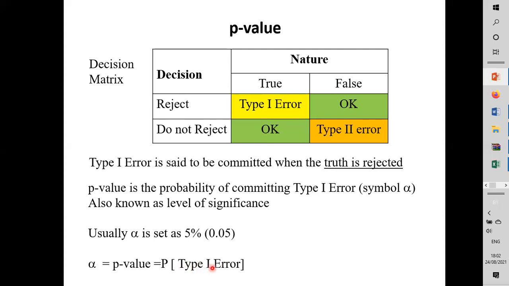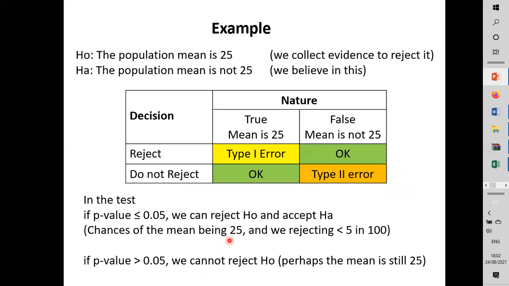This error, bigger the better, smaller the better? Smaller. How small? Usually alpha is set at 0.05. That's why just now we straight away said to check whether it is more than or less than 0.05. That is a general consensus. People set it at 0.05. So, type 2 error.